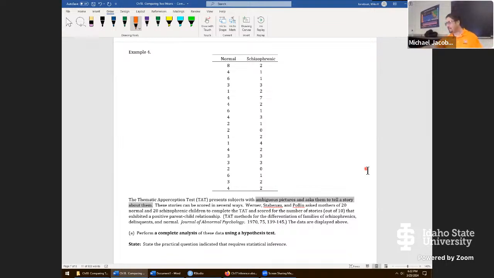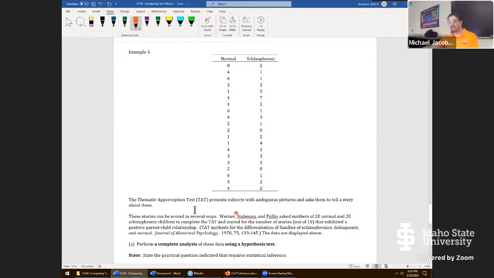Weird test. They say next, let's break this up a little bit. There's a lot going on here. These stories can be scored in several ways. It just depends on what the study is really about. In this study by these folks, they asked mothers of 20 normal and 20 schizophrenic children. From right here, we know we have independent data just from that statement. The children were reused in the second phase of the study to complete the TAT and scored for the number of stories out of 10 that exhibited a positive parent-child relationship.